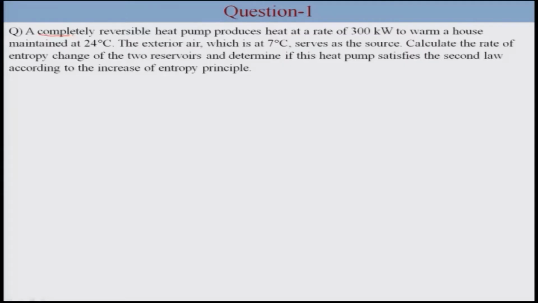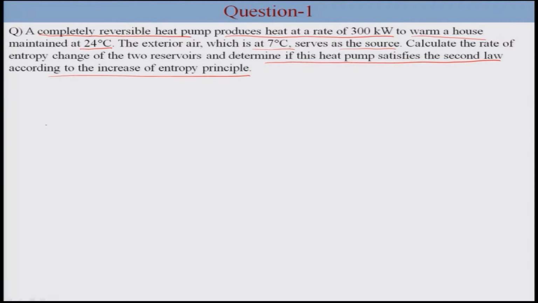Hello and welcome back. Today we will be discussing a few problems related to entropy. In the first problem, a completely reversible heat pump produces heat at a rate of 300 kilowatt to warm a house maintained at 24 degrees Celsius. The exterior air, which is at 7 degrees Celsius, serves as the source. Calculate the rate of entropy change of the two reservoirs and determine if this heat pump satisfies the second law according to the increase of entropy principle.